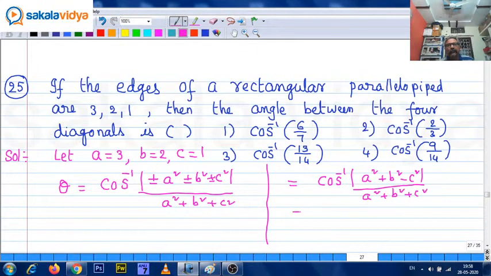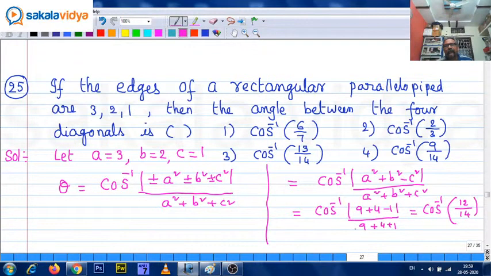Substitute the values. So cos inverse of here a square means 9, b square means 4, minus 1, upon 9 plus 4 plus 1. This is cos inverse of 12 by 14, which will be cos inverse of 6 by 7. So that means the first option is the right option.